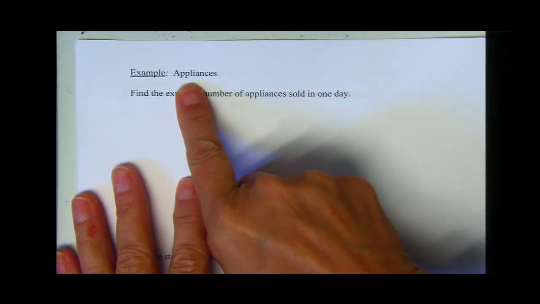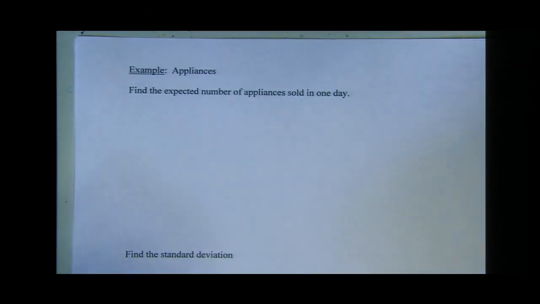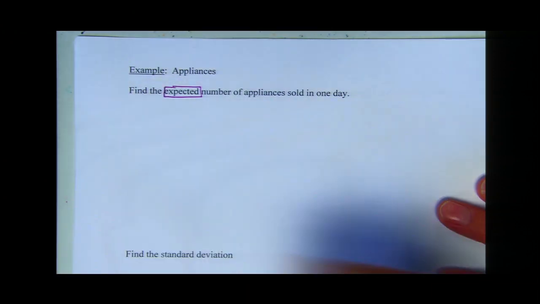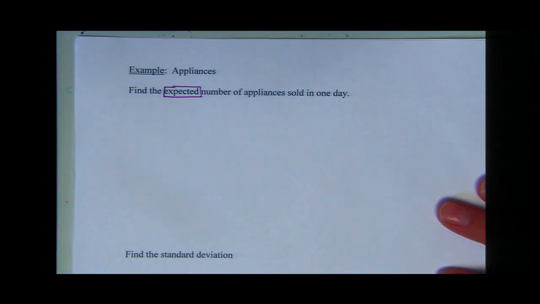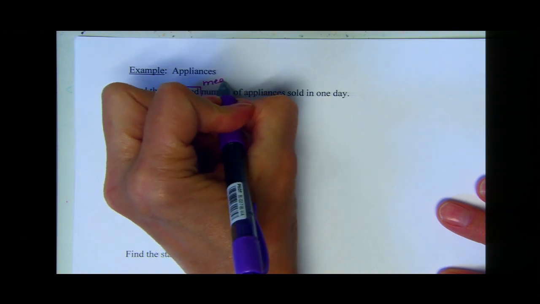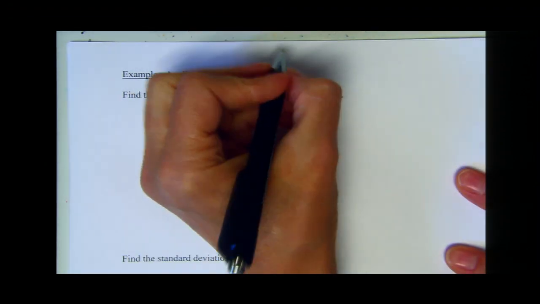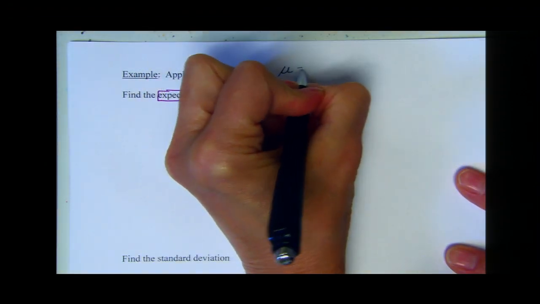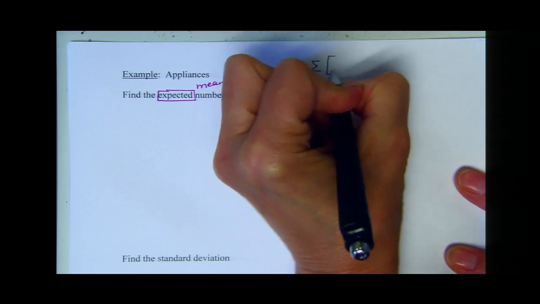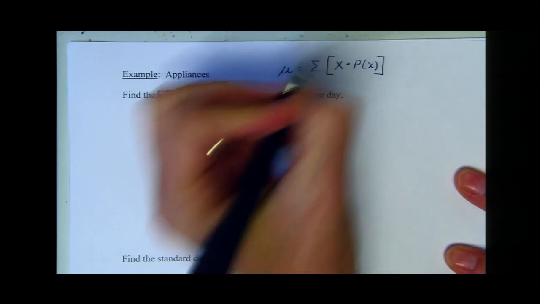Using the appliances probability distribution, this says find the expected number of appliances sold in one day. As soon as you see that word expected, you know it's asking you to calculate the mean. I'm going to rewrite that formula up here since it's on the other page. That formula is the summation of x times p of x.